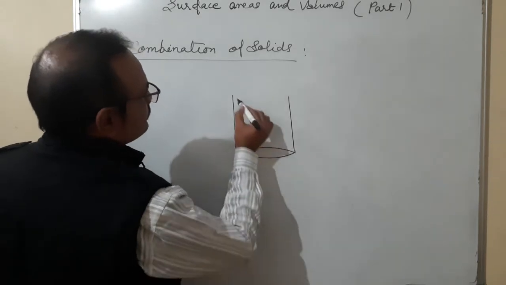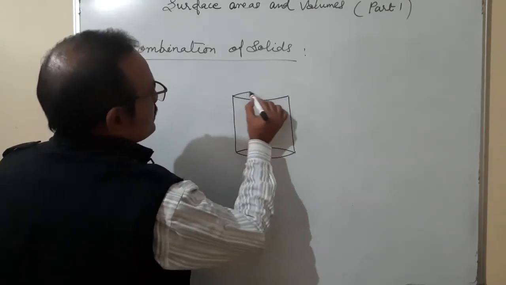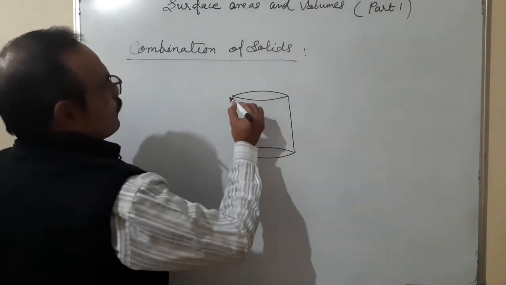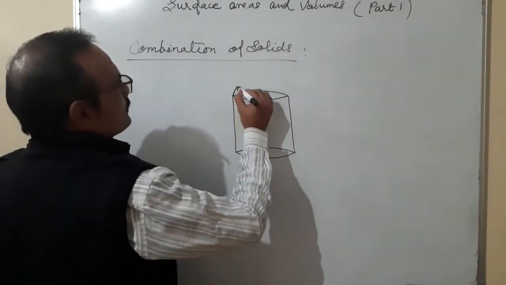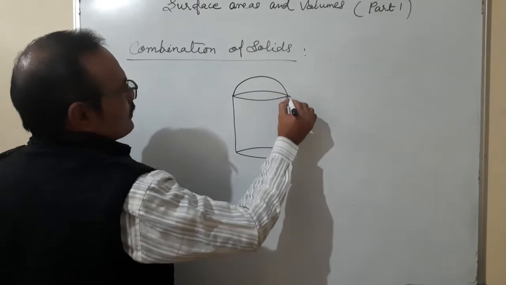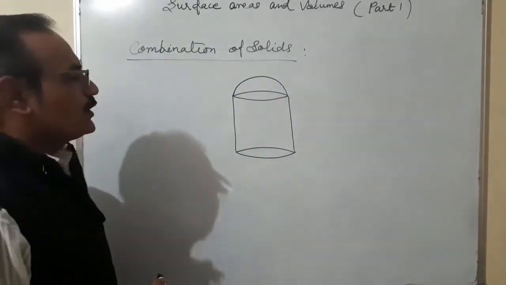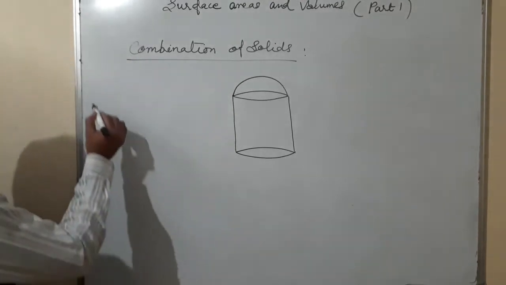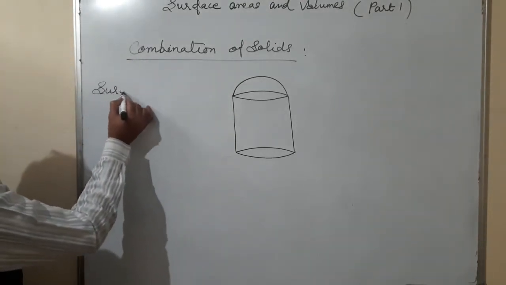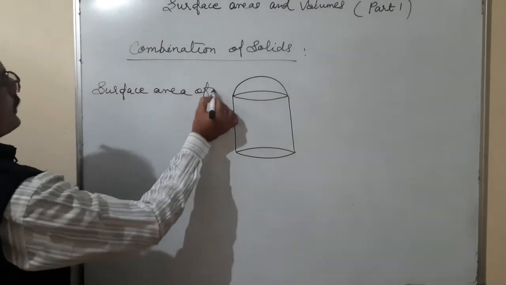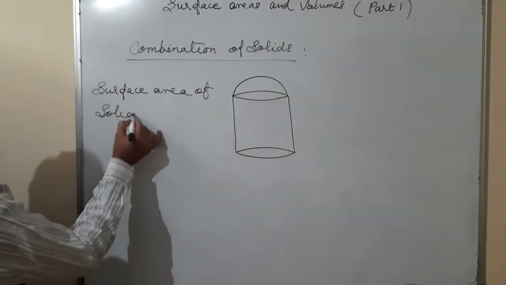cylinder. Suppose it is a solid cylinder. There is a solid cylinder, and one hemisphere is mounting on it. And we are going to find the surface area of the solid.